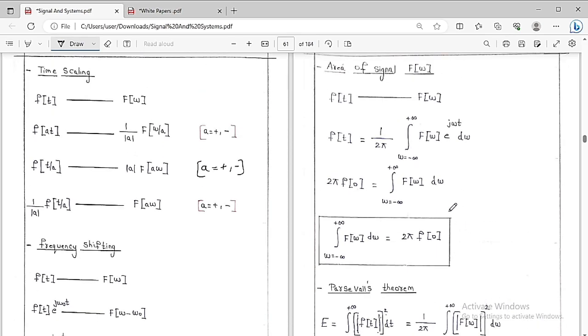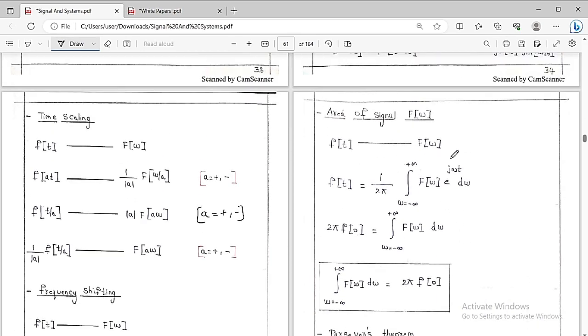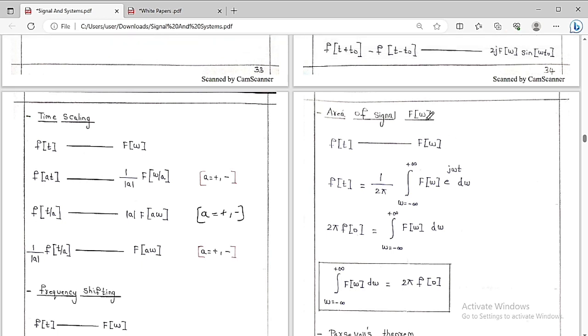So now the next property is the area of the signal, the area under F of omega. Basically, for f of t we have figured out F of omega, and we want to find the area under F of omega. We want to figure out how to do that. Suppose for f of t you know the Fourier transform F of omega. I've already told you how to write f of t from F of omega.